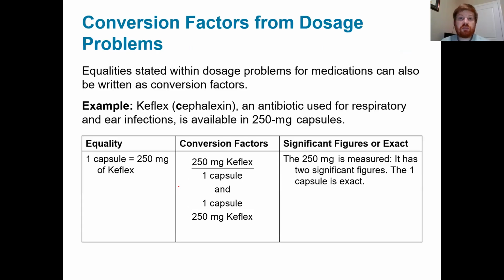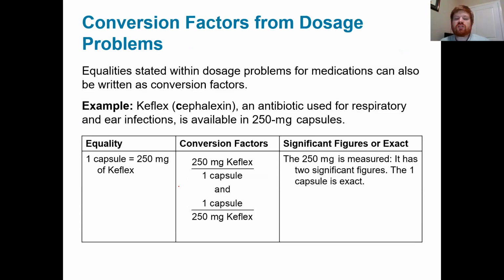Okay, now here's the type of problem that I'm definitely going to put on the test for you, which is a dosage problem. So there can be equalities that are stated within dosage problems for medications, and these can be written as conversion factors. So Keflex is an antibiotic that's used for respiratory and ear infections, and it's available in a 250 milligram capsule. So one capsule, the equality would be that one capsule equals 250 milligrams of Keflex.